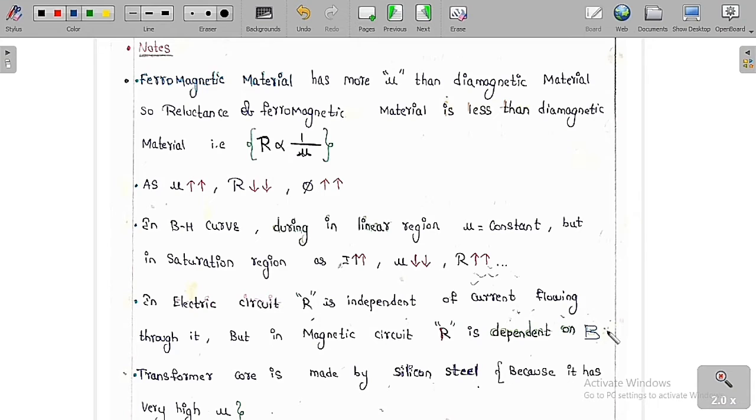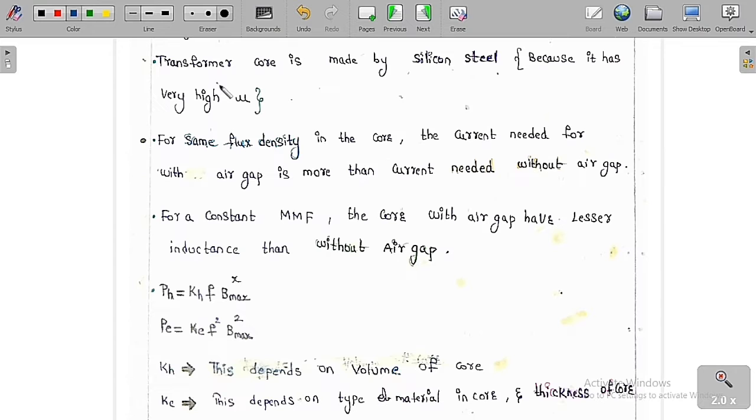Always in a transformer, we can see that in an electrical circuit, the resistance is independent of the current flowing through it, but in a magnetic circuit, the reluctance of the core is going to depend upon the magnetic flux density. This is a very important point. We can say clearly that in an electric circuit, the resistance is independent of the current flowing, but in a magnetic circuit, the reluctance depends upon the magnetic flux density.